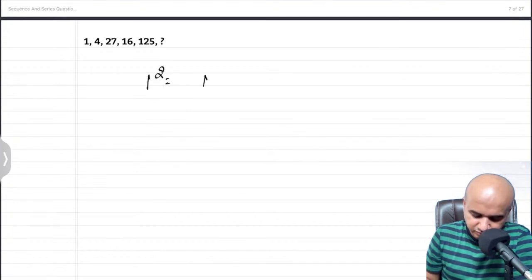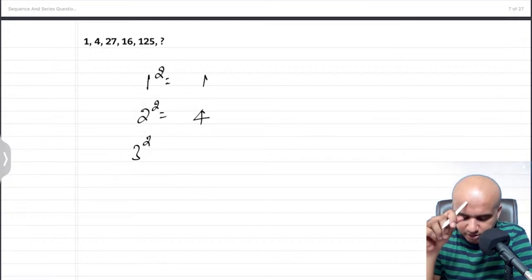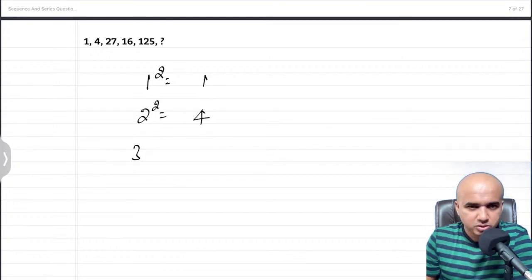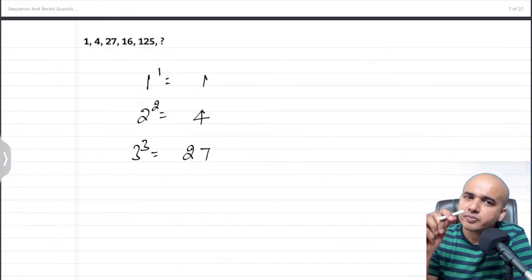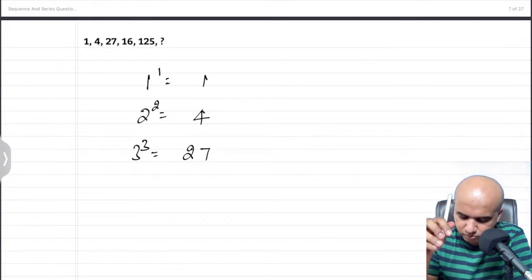1 square would be 1. 2 square would be 4. 3 square, 3 cube, right? Okay, in that case, I'll just consider 1 to the power of 1, 2 to the power of 2, 3 to the power of 3, 27. Then we have 4 square again. Doesn't make sense. Okay, either it is alternating between cube and square. We have to consider it that way.